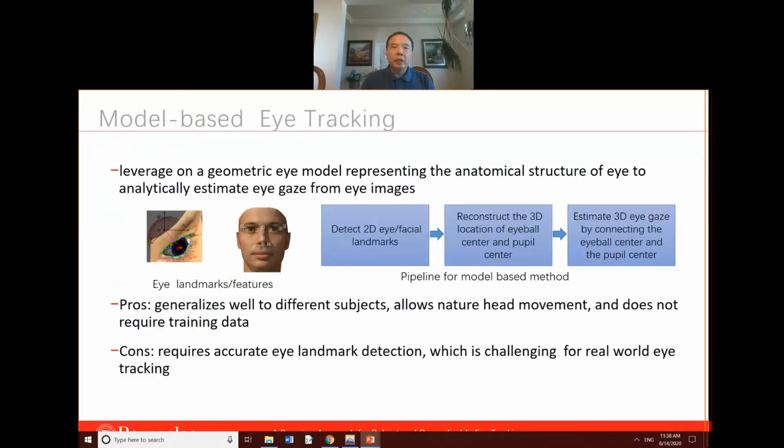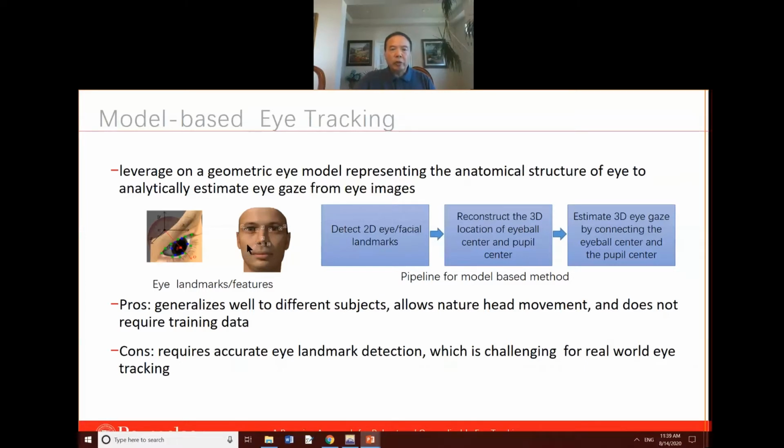Many different video-based eye tracking techniques have been developed over the years, and one of the approaches is model-based eye tracking. The basic idea of model-based eye tracking is to use a geometrical model that captures the anatomical structure of the eye to analytically estimate the eye gaze from eye images. It starts with eye landmark detection. For example, it detects the landmarks on the eyelids, landmarks on the iris, and the center of the pupil.